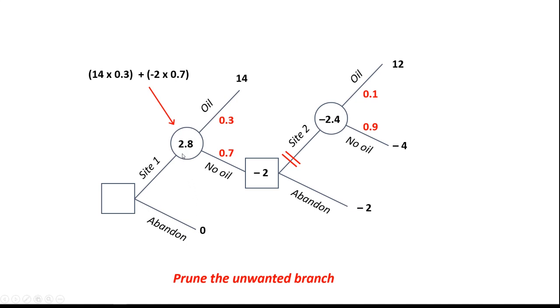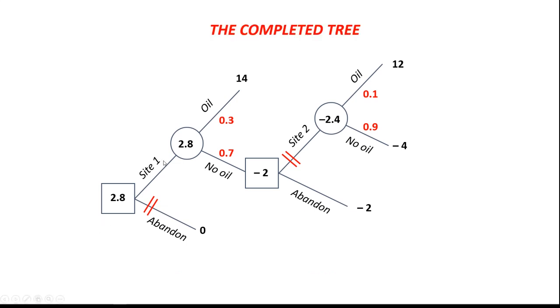So we're comparing a profit of 2.8 with a profit of 0, right? Obviously, 2.8 is a better option. So the best course of action for the company would simply be to drill on test site 1. If they find oil, great, but if they don't find oil, it makes more sense for them to abandon rather than to drill on test site 2. And that would be the best course of action.